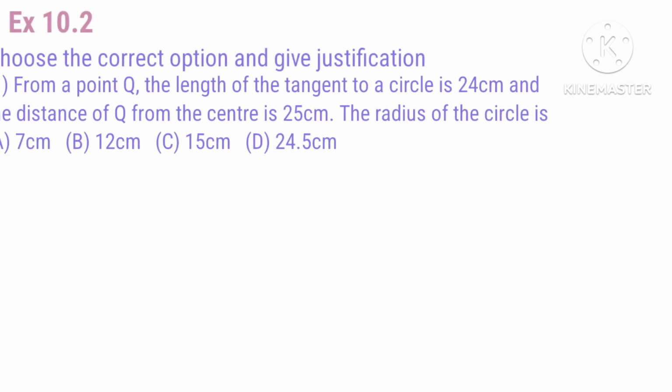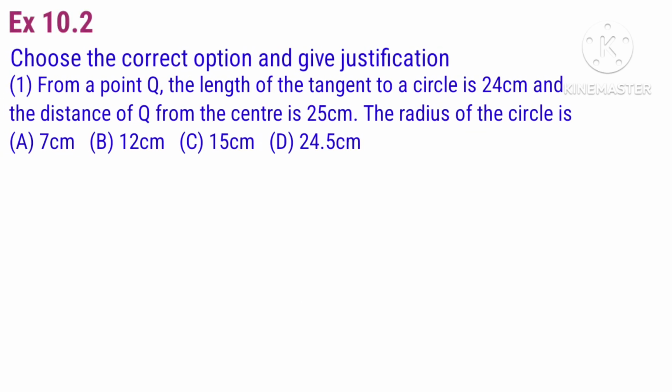Well, we move on to our first question. Choose the correct option and give justification. From a point Q, the length of a tangent to a circle is 24 centimeter and the distance of the point Q from the center is 25 centimeter. The radius of the circle is A 7 centimeter, B 12 centimeter, C 15 centimeter and D 24.5 centimeter.